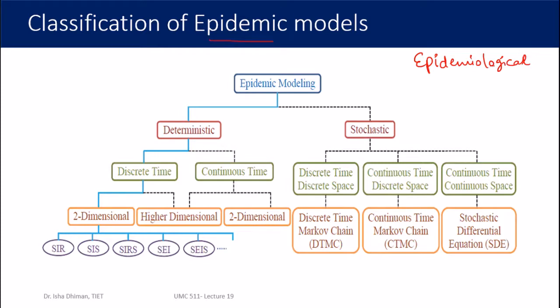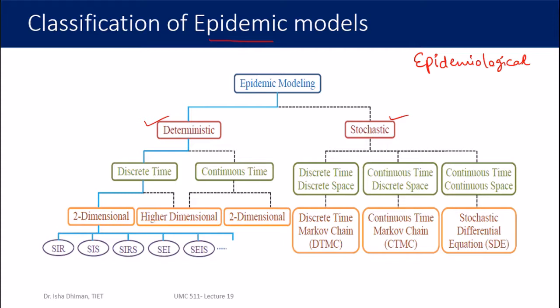So here's a table showing you the various categories of models which we can use to study epidemics. Broadly, it's divided into two categories, deterministic and stochastic. If you recall the original classification of mathematical models, there also we had this category that some models come into the category of deterministic while others come into the category of stochastic.